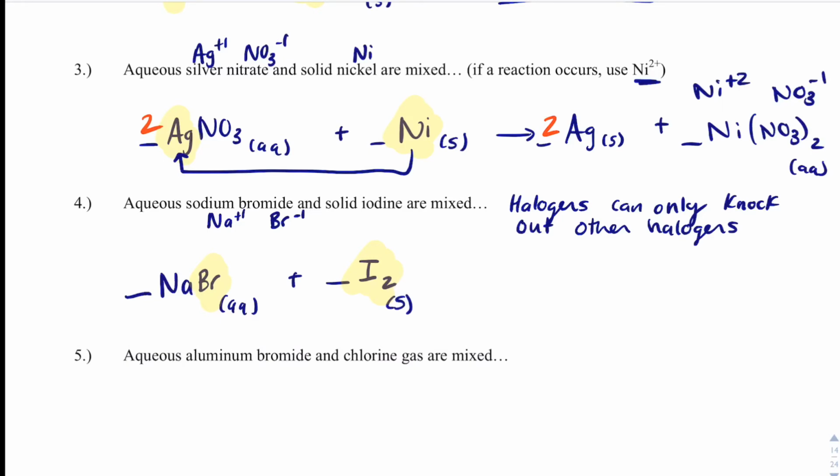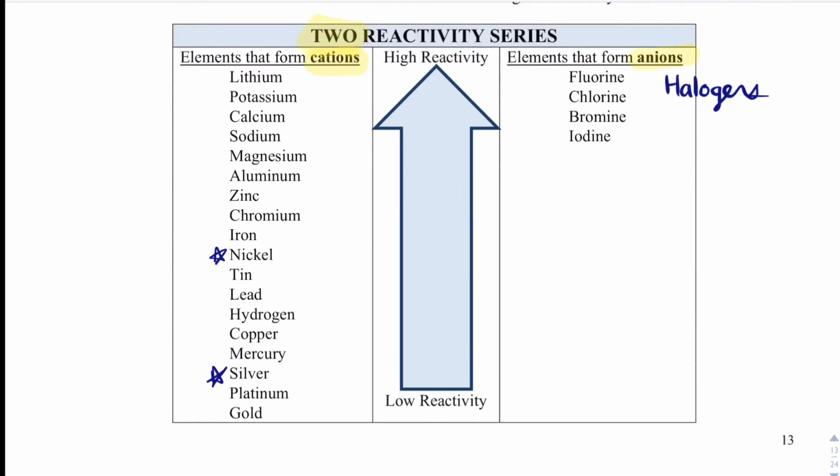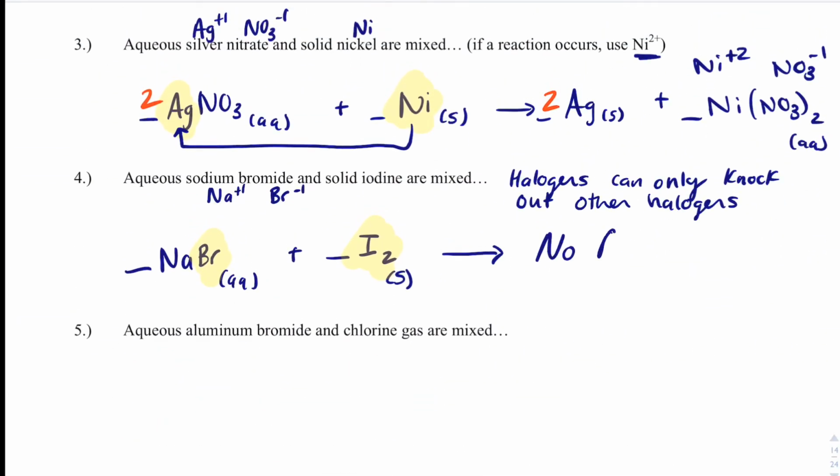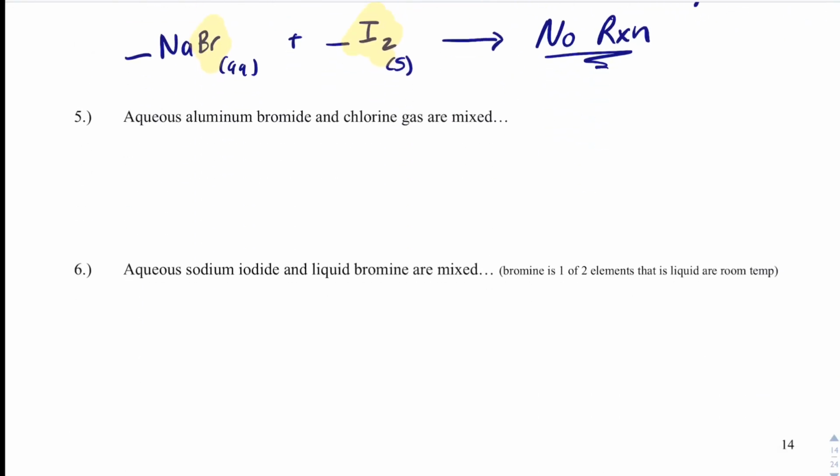A lot of chemistry students will try to take iodine and replace sodium with iodine, but that is not what will happen. So what I have to do is I have to go up to my activity series, but use my one for halogens, and I'm looking at iodine and bromine, and it turns out iodine is not going to be strong enough to knock out bromine because iodine was less reactive. So this will just be no reaction. And I'll move on, and we can look at number 5.